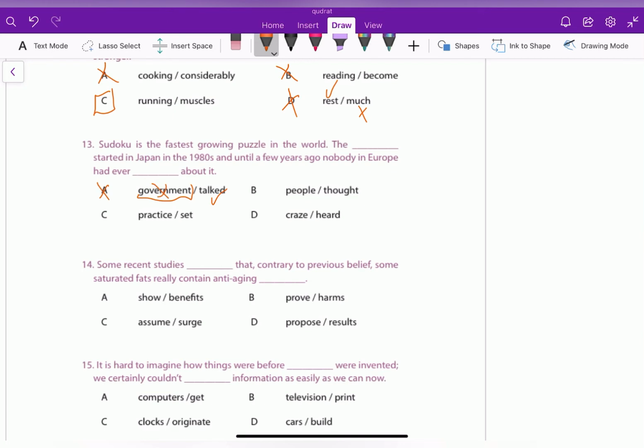The people started in Japan in the 1980s. Until a few years ago, nobody in Europe had ever thought about it.